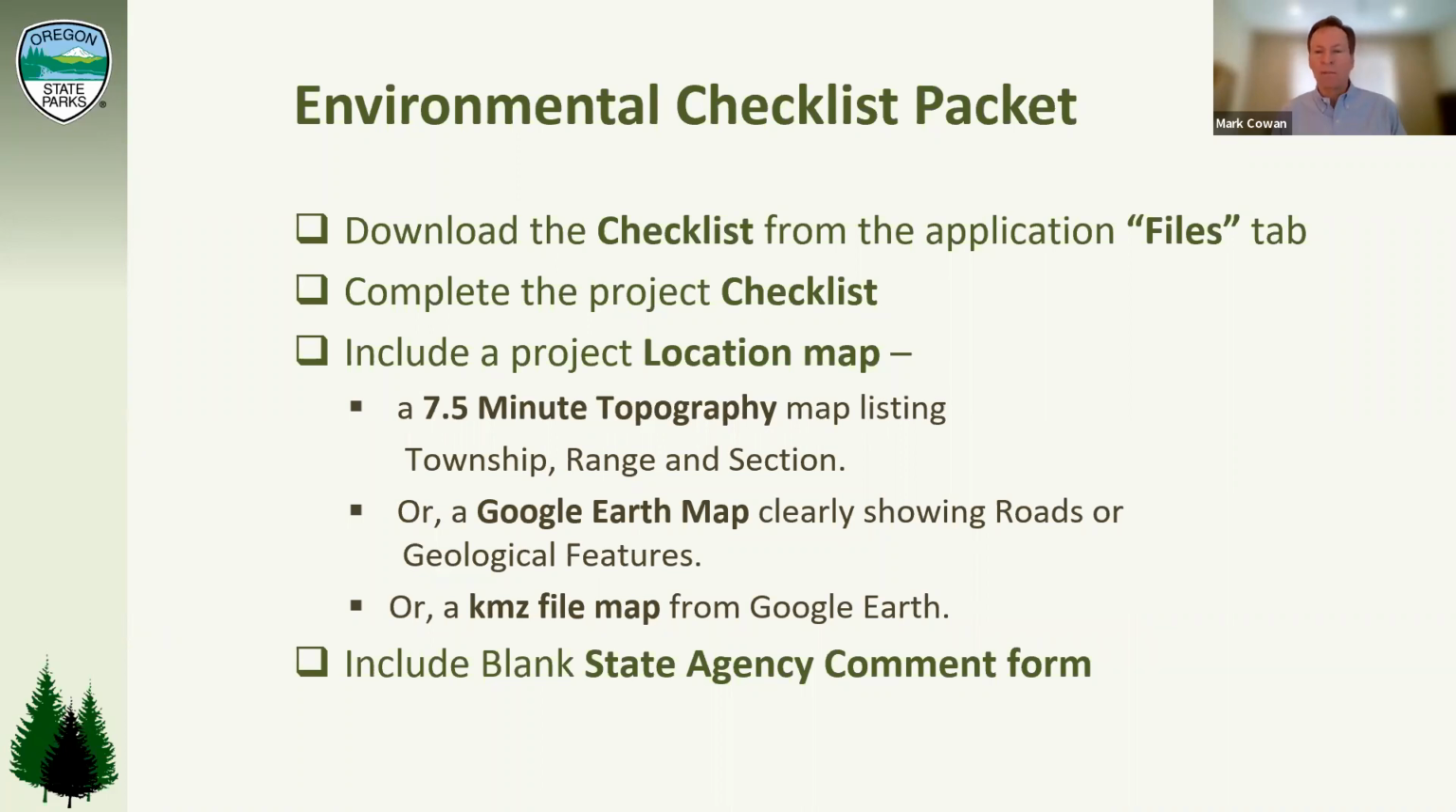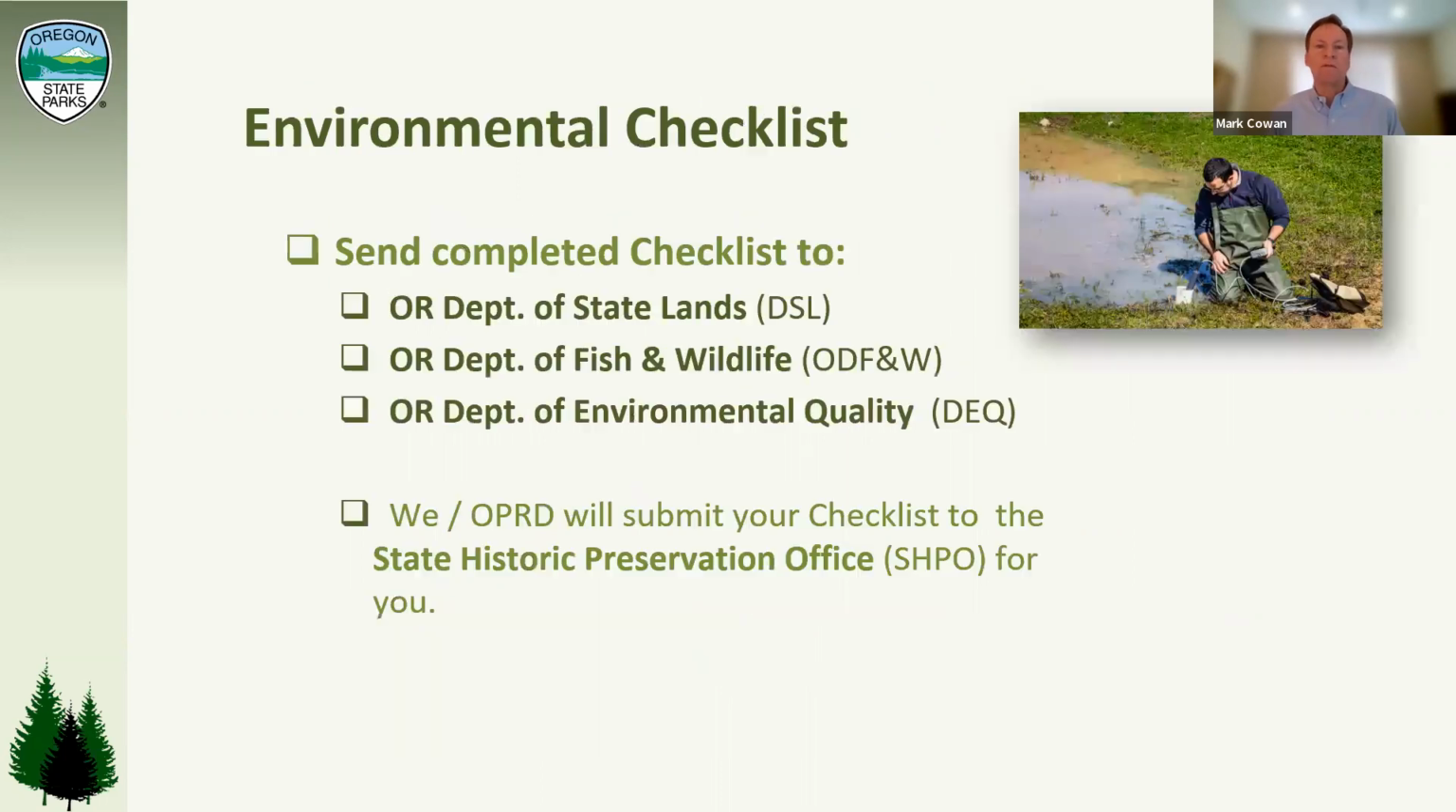And we also include in this packet a state agency comment form. And we're going to ask you to reach out to 3 particular state agencies, for sure, at least you want to check and see if it's relevant: Department of State Lands, Department of Fish and Wildlife, and Department of Environmental Quality. Now, you do not need to reach out directly to the State Historic Preservation Office. We ask that you include a couple of forms for them, but you just need to include them as attachments. If your project is selected for funding, we will submit your project to the State Historic Preservation Office for you.